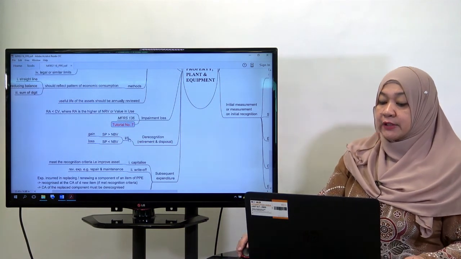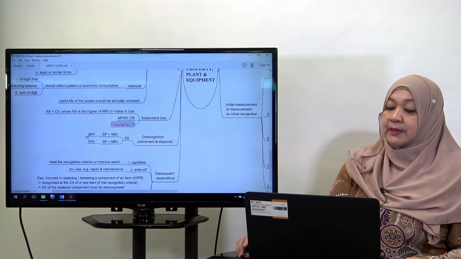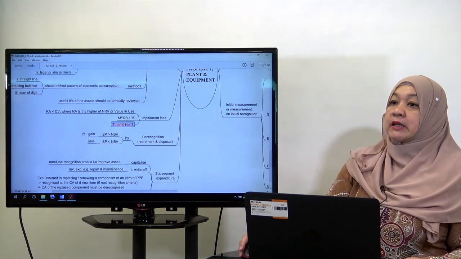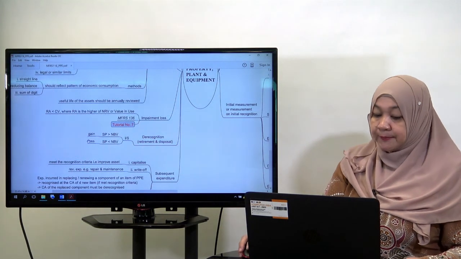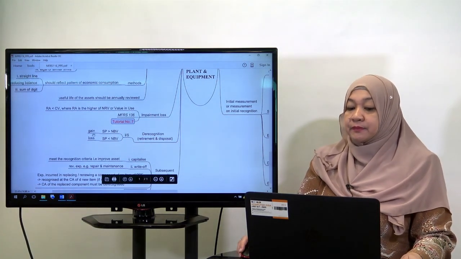However, if your selling price is lower than the net book value, then there will be a loss. So in this case, this is considered as an expense. So we'll charge that also to the income statement. Okay.